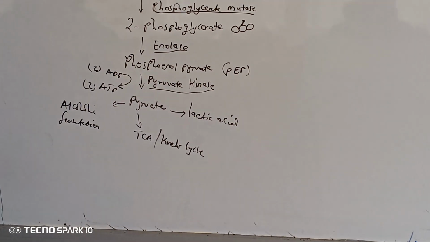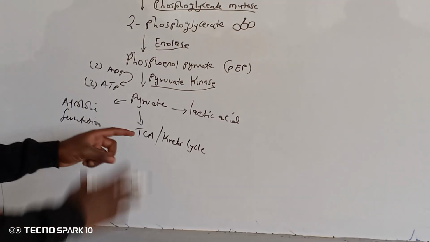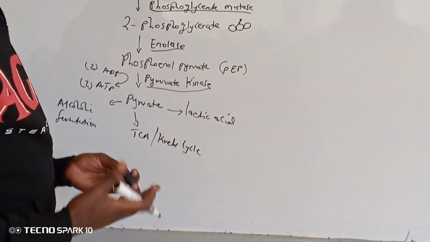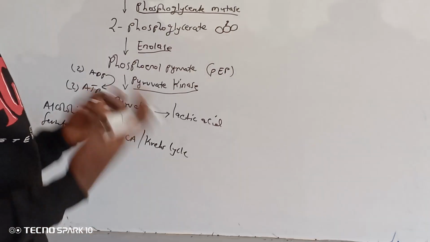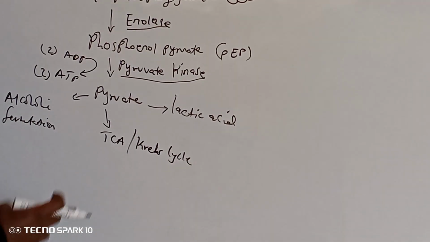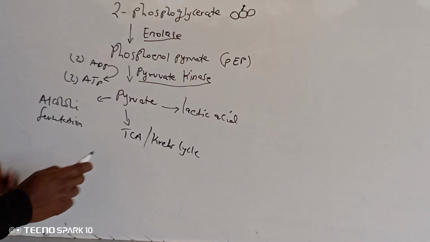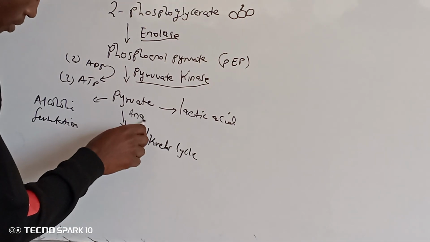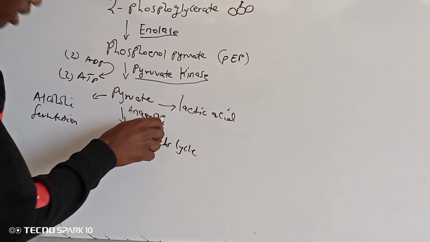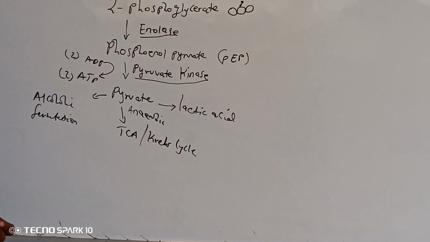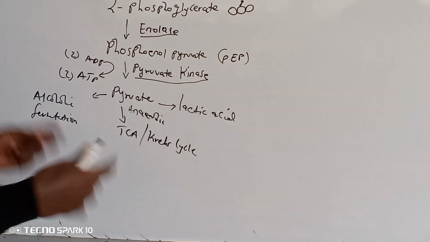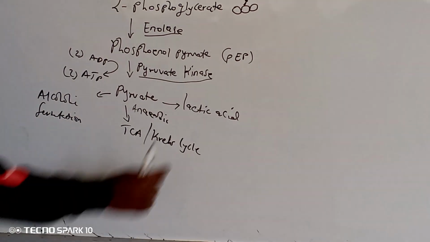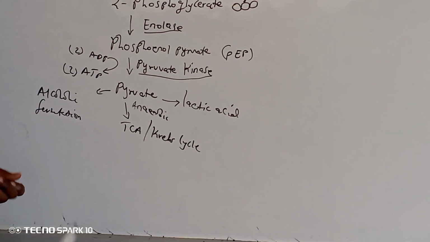Alright. Now, the fate of pyruvate is determined by whether there is oxygen, or absence of oxygen, right? When there is oxygen, meaning aerobic respiration, it is going to go to TCA or the Krebs cycle. When there is anaerobic lack of oxygen, it can move to either alcoholic fermentation or lactic acid fermentation.